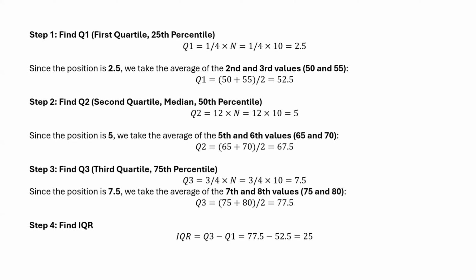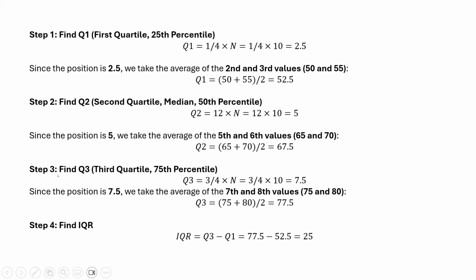Now the second thing is find Q2, the second quartile. That is nothing but the 50th percentile. Similarly, I forgot to put the 1 by 2 here. This is not 12, it's 1 by 2. So 1 by 2 into n means 0.5 into 10, which is position 5. Since the position is 5, we take the average of the fifth and sixth values, 65 and 70. Q2 is equal to 67.5.